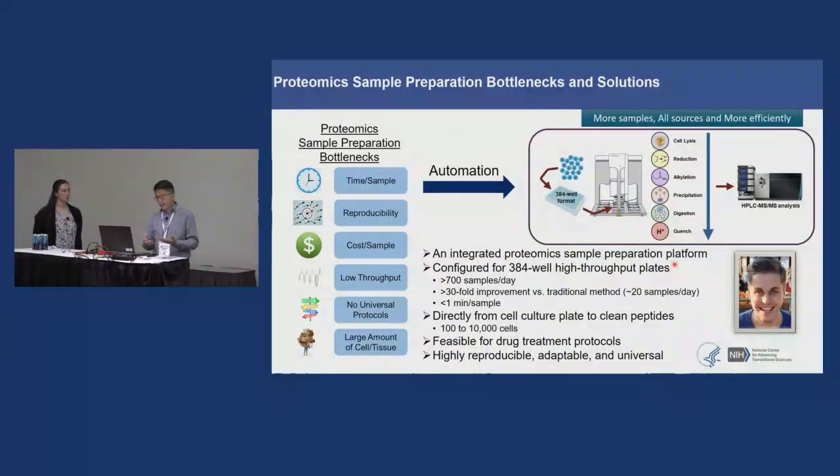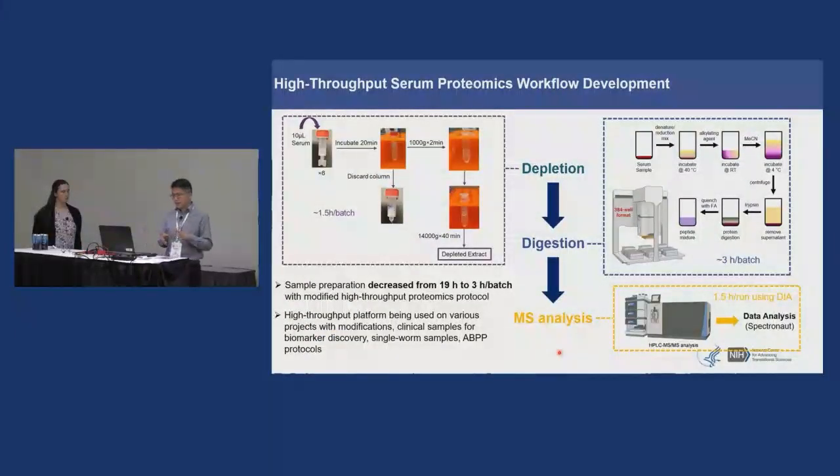It means in one day we can complete more than 700 samples. This is directly from the cell culture plate, and also feasible for drug treatment protocols. We also modified this system for clinical samples, for example serum samples. In that case, after high abundant protein depletion, we modified the protocol, and we can complete over 300 samples in just 3 hours.